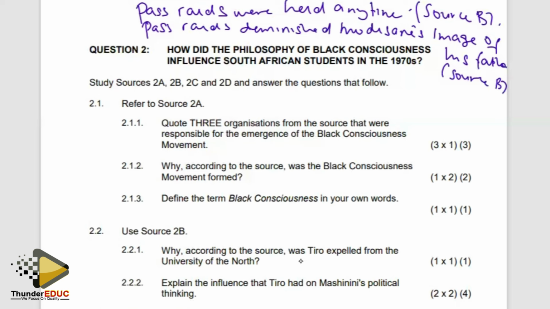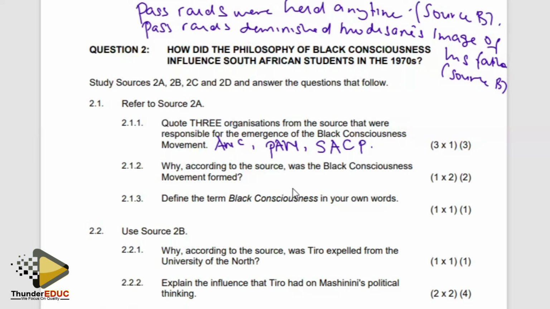Okay, here you're going to quote 3 organizations from the source that were responsible for the emergence of the Black consciousness movement. Okay, so under here you can talk about the ANC, the African National Congress. You can talk about the PAC, which is the Pan-Africanist Congress. You can also talk about the SACP, South African Communist Party. Okay, so it's 3 marks, 1 mark for each.